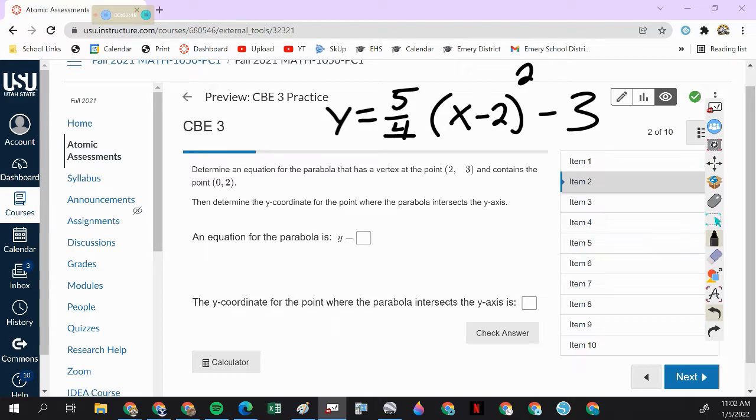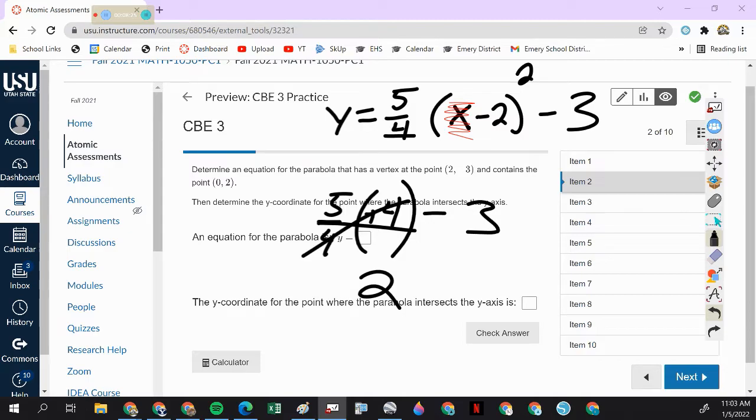What is the y-intercept? What's the easiest way to find the y-intercept? Plug 0 in for x. So we stick a 0 in here, and I get 5 over 4 times -2 squared minus 3. This becomes -4, or +4, sorry. And the 4's cancel. 5 minus 3 is 2. So the y-intercept would be 2.